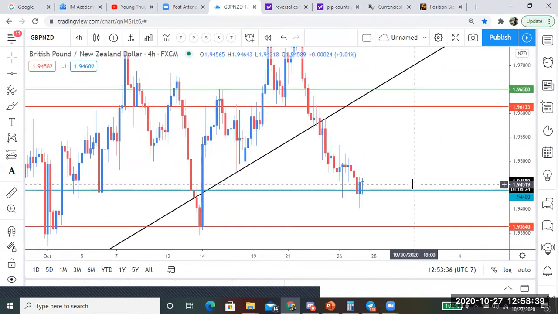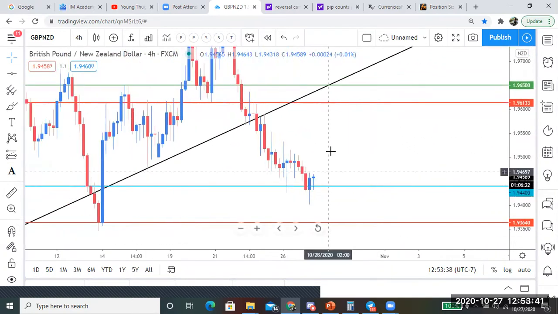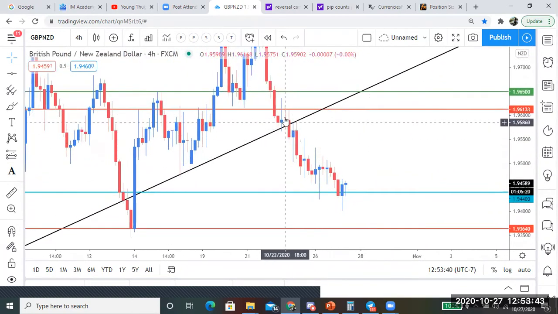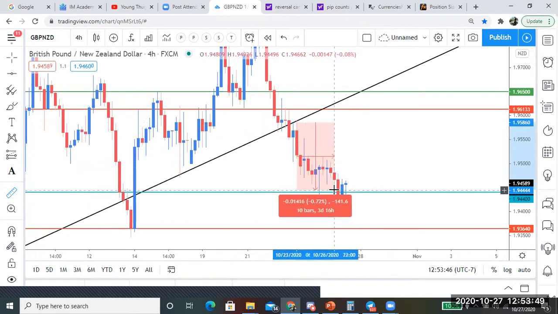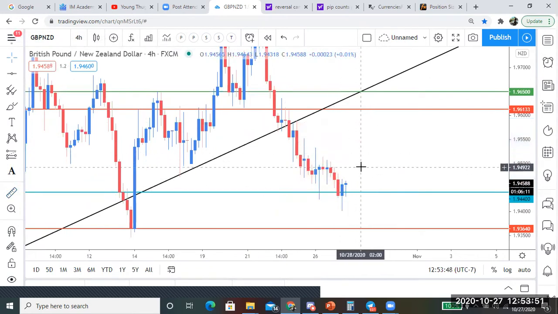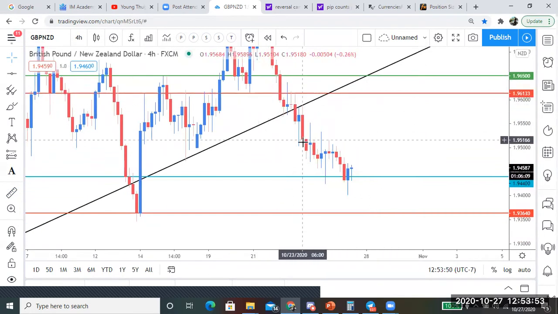So a perfect break and retest is something like this right here. So you got the break of the trend line, you got the retest, and then you got the sell. Let's go ahead and see how many pips that is. So we got to sell for about 140 pips, guys. Literally 140 pips on a break and a retest.